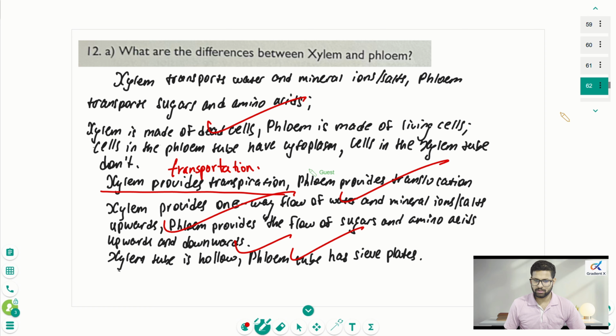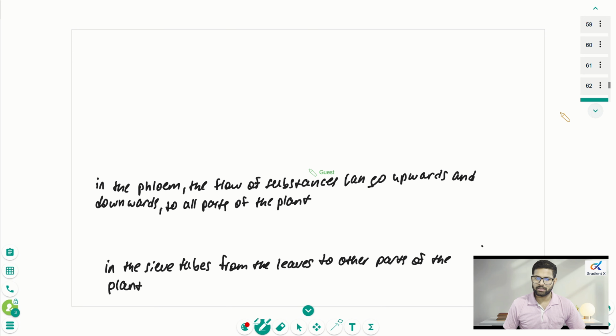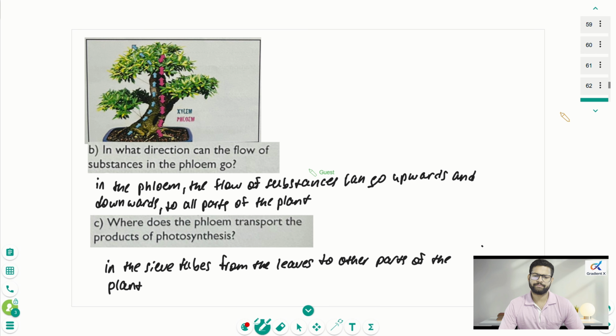Yes, our answers should be perfect. You are using the keywords. That is the best thing that I can notice in today's class. Just make sure that you are improving this part, where you have written xylem provides transpiration. That will be completely wrong. Next, read it, dear.